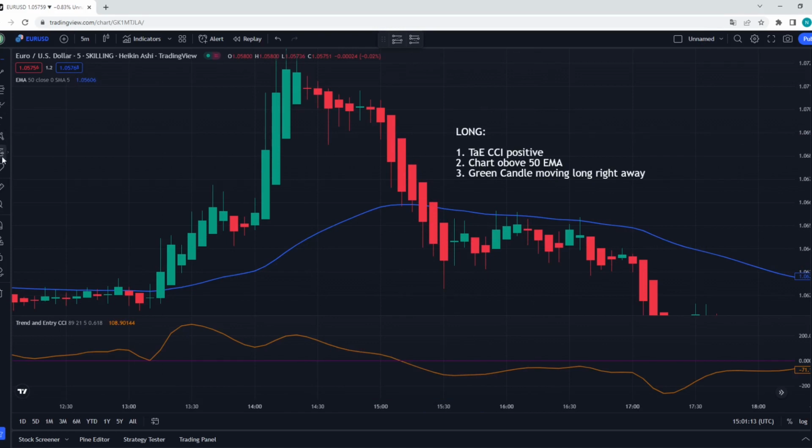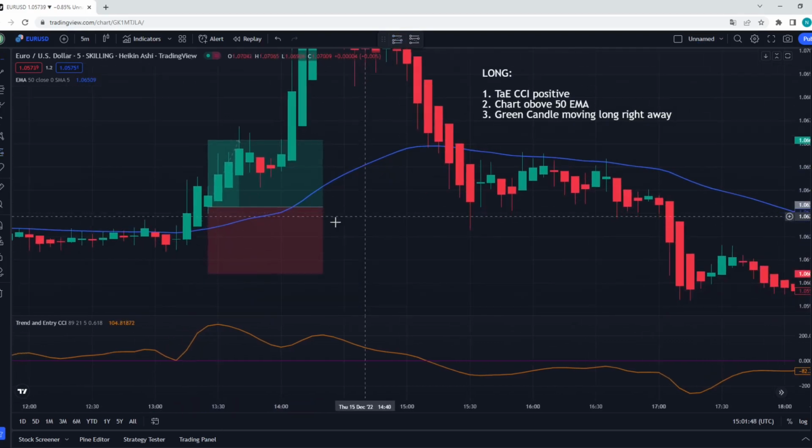So let's do an example. We have 2 pretty good examples over here. So you can see the trend is below the EMA. It moves above the EMA. The trend and entry CCI is still positive. Here we got our first candle, which immediately moved into our direction, so which didn't move against us. And the next candle opens the position here. So this is where we will enter into our position.